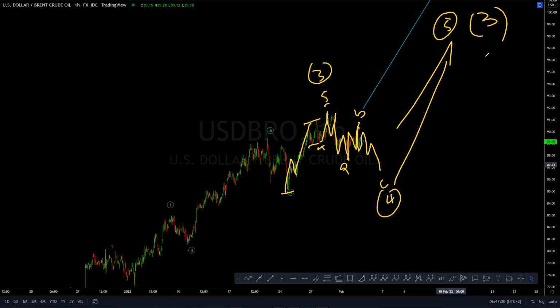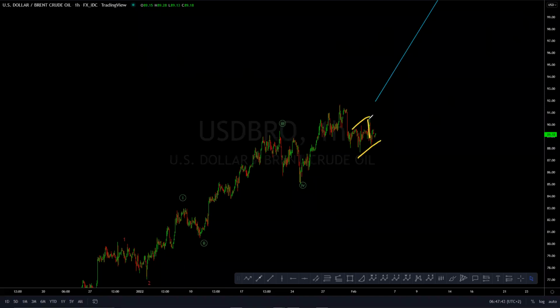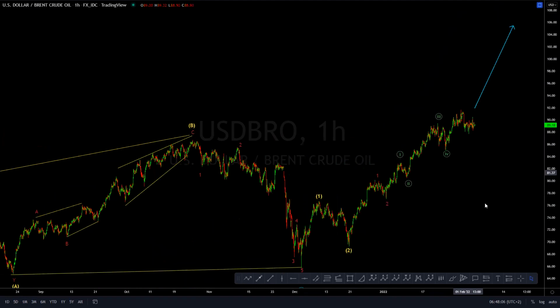Okay. So what we want to see next is this move to the downside. This move here, right, to complete these 3 waves. This 1, 2, 3, before we can see a move to the upside, like so. All right. That's what we're looking at on Brent crude oil against the US dollar, right?